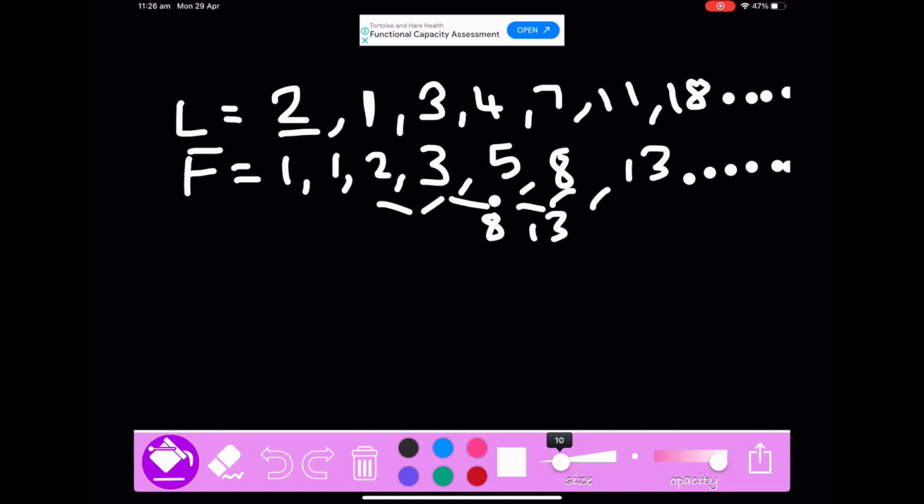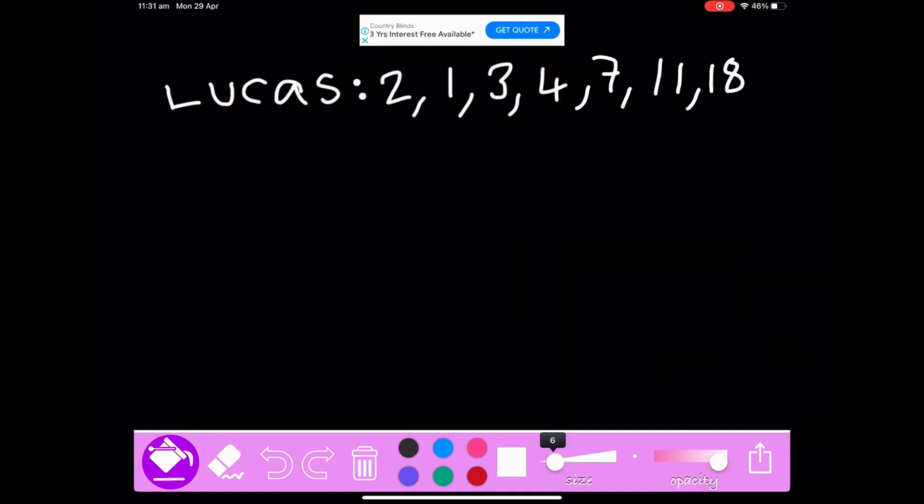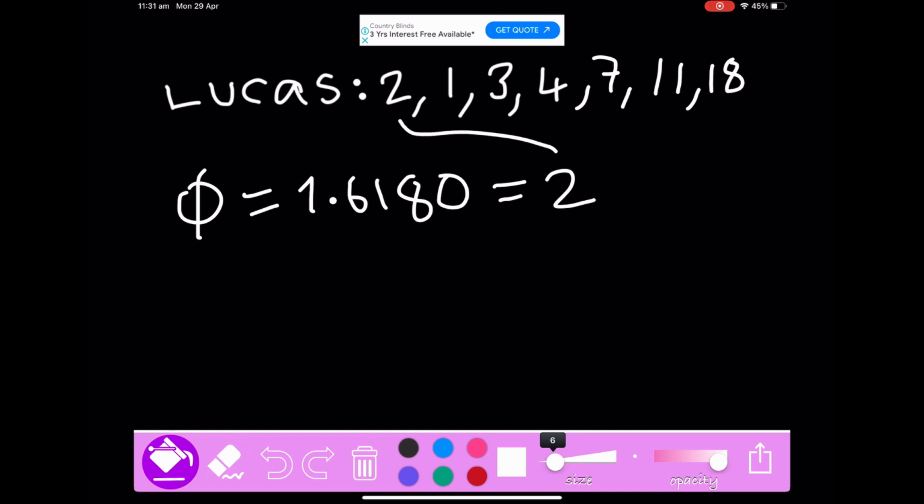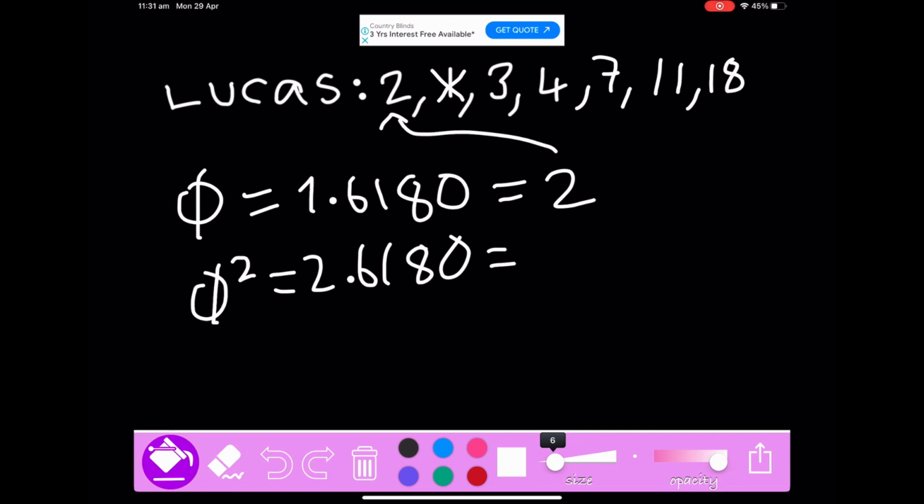Lucas numbers are better than the Fibonacci sequence because they connect to the golden ratio, phi, a bit more closely, I guess. But phi is 1.6180, and if you round that, you get 2, which is our first number. And we're going to forget about 1 because there's no numbers that add up to 1. And we're going to move on to 3. 3 is going to be our second number. Phi squared is 2.6180, which rounded equals 3. And 3 is our second number.